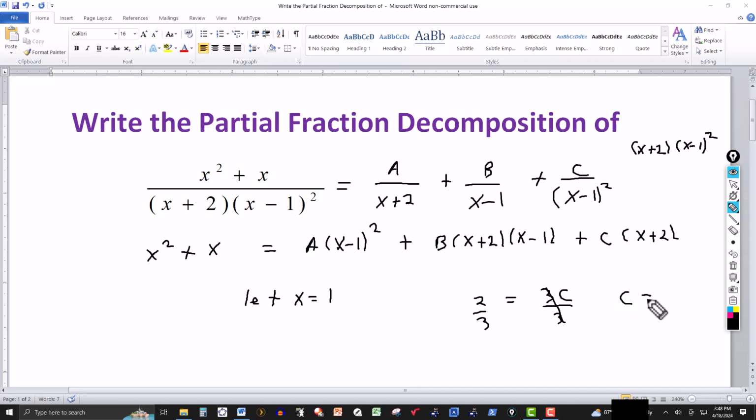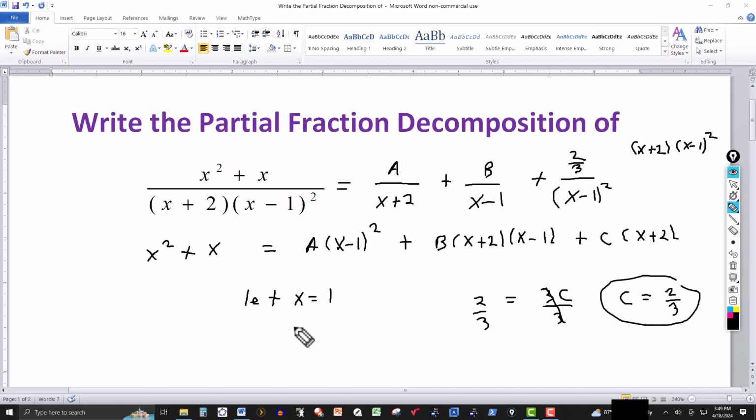So I get that c is equal to 2/3. And that's the value that we went for c. So let's replace it here. The value that will work here for this one would be 2/3. Now let's go back over here. Let's pick another number. We picked x to be 1.